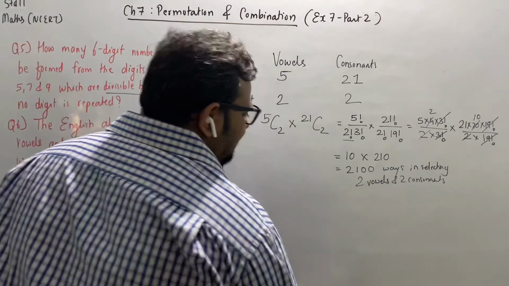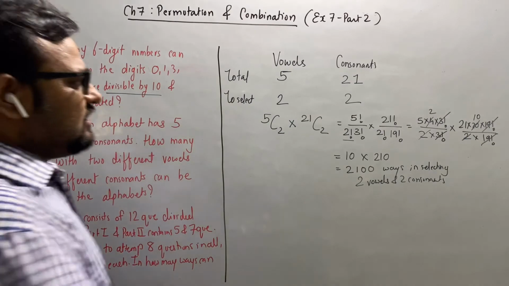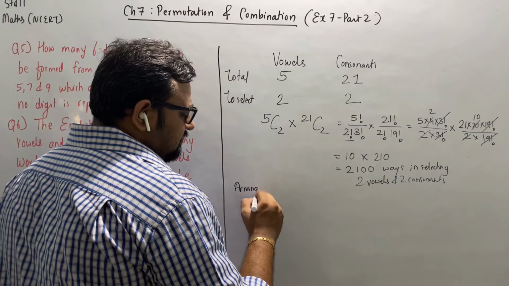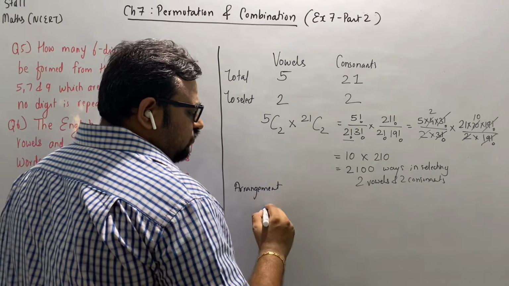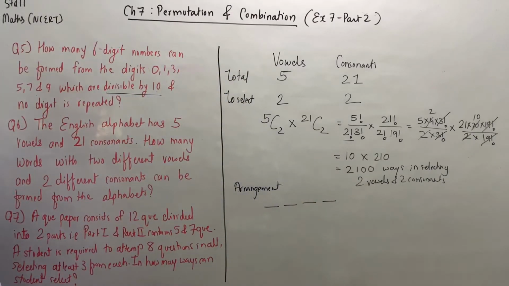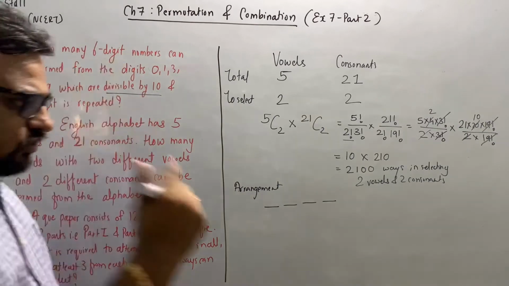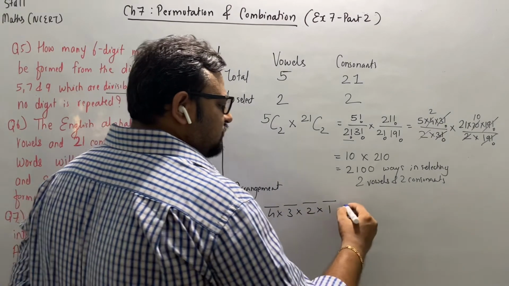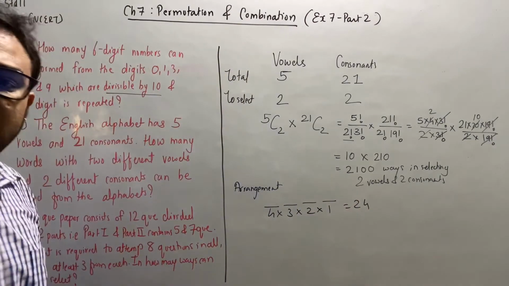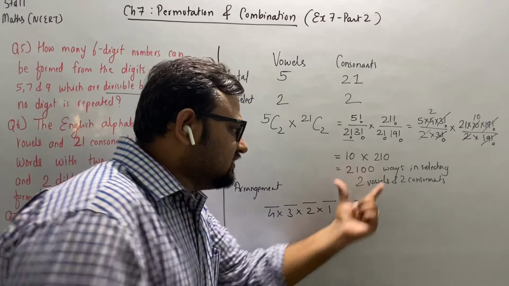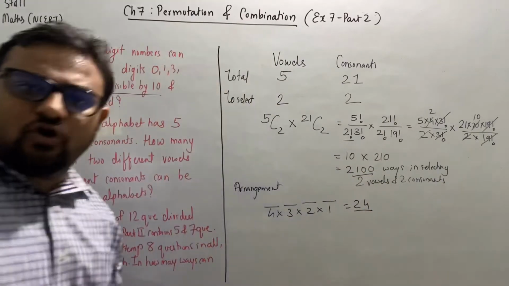Okay, so say we have already selected two vowels and two consonants. Right? Now, arrangement. Two vowels and two consonants. Okay, there is no condition like the vowels must be together or the consonants must be together. So we have 4 into 3 into 2 into 1, or 4 factorial, 24 ways, right? So the total number of words will be 2100 multiplied by 24.